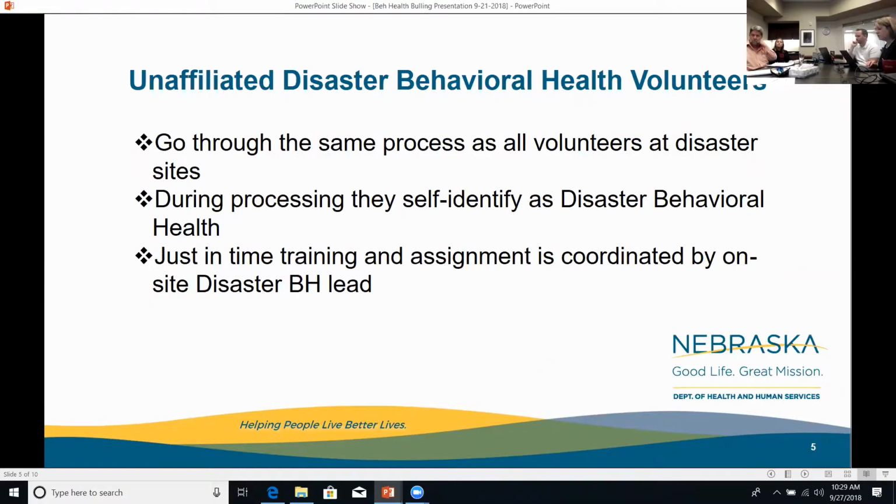There are often volunteers who arrive who don't have any formal affiliation and say, hello, I'm a clinician and I want to help. We call these unaffiliated volunteers. They go through the same process that all on-site volunteers complete. So if you identify yourself as disaster behavioral health somewhere in the process, we want them diverted to specialized just-in-time training for the delivery of psych first aid. And the person under health and medical charged with coordinating behavioral health should make that assignment, ensure they've completed training.